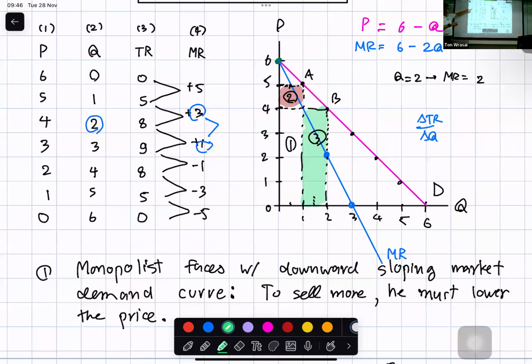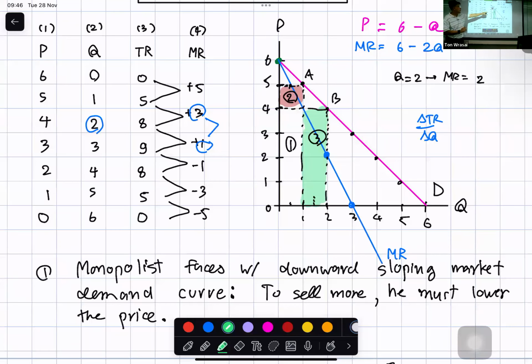When we move from 1 to 2, revenue jumped from 5 baht to 8 baht. Marginal revenue is 3 baht. This is MR 3. Hey, why don't we get 4? We charge 4, but our MR is only 3. MR is less than price already.